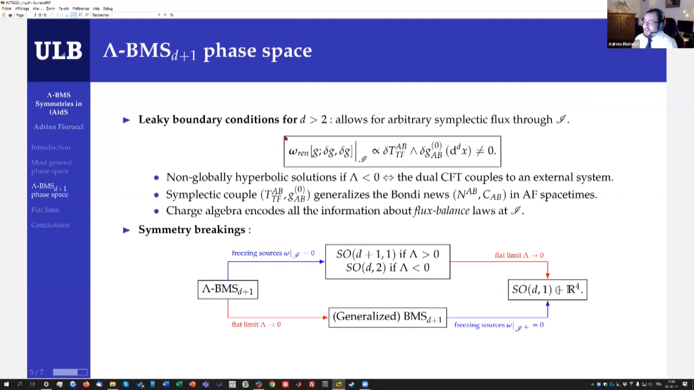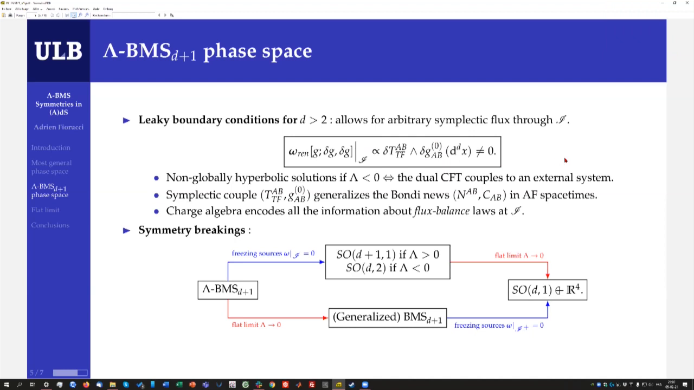In fact, if you compute the symplectic flux through scri plus in asymptotically flat spacetime, you see, with a factor that I don't remember exactly, delta news, delta asymptotic shear with a wedge, and it's the same here. You can see in the solution space that the C_AB in AdS is not free as in flat space, but it's in fact related to the G_AB here. So the G_AB is truly the source of some leak.